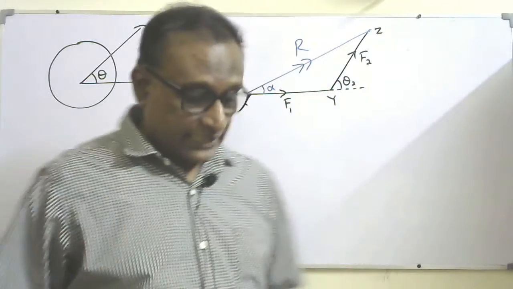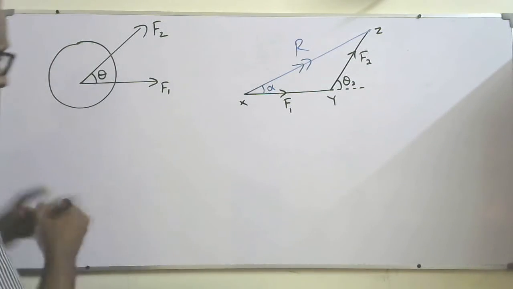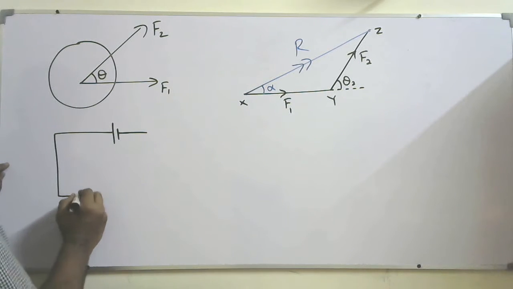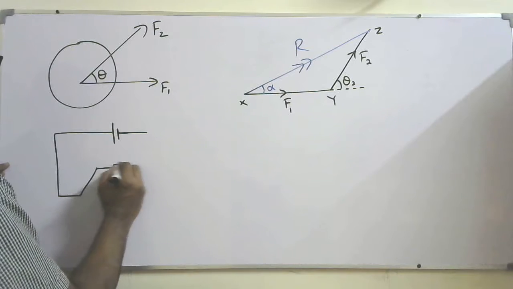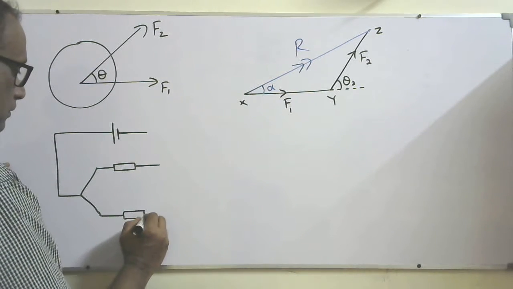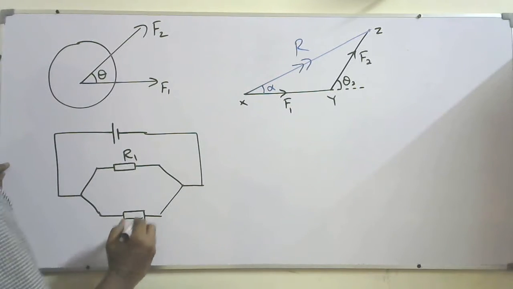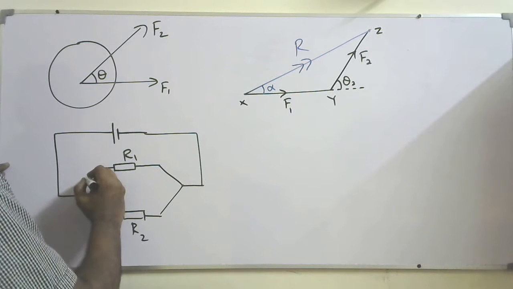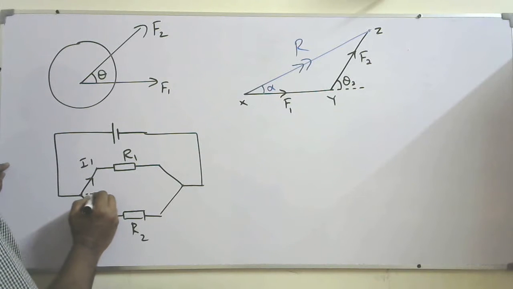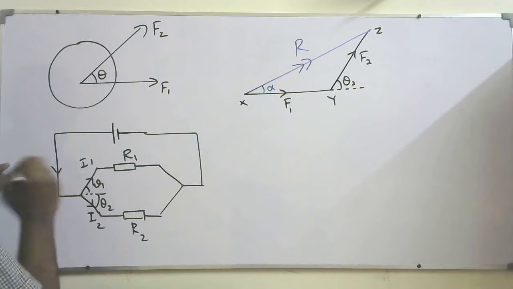But the electric current cannot be shown by this method. Say, for example, consider a simple parallel circuit. I'll draw something like this. Okay, consider a simple circuit like this. This resistance R1, this resistance R2, this direction current is I1, this direction current is I2. Say these angles are θ1 and θ2, and the current approaching this junction is I.